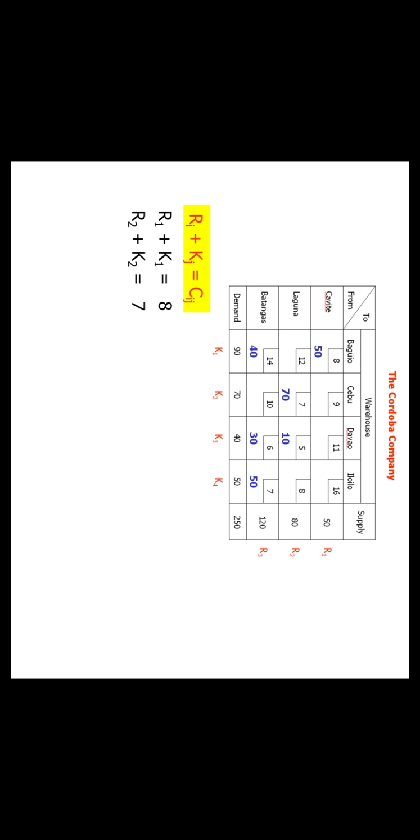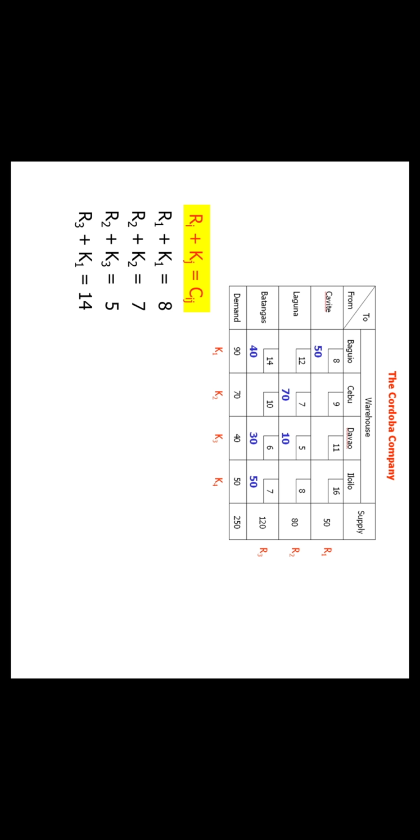Column position is now at column 3. So we would have R sub 2 plus K sub 3 equal to 5. Next, used cell, the one with the cost of 14. Row position is now at row 3. Column position is at column 1. So the resulting equation would be R sub 3 plus K sub 1 equal to 14.